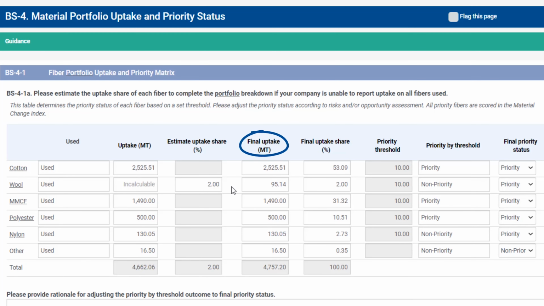Final uptake metric tons is completed automatically in the survey, which includes any estimates. Final uptake share percentage is also completed automatically based upon the final uptake totals and presents the percentage breakdown of sourcing of the various fiber types.